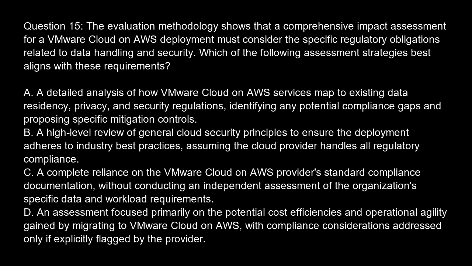Option B. A high-level review of general cloud security principles to ensure the deployment adheres to industry best practices, assuming the cloud provider handles all regulatory compliance. Option C. A complete reliance on the VMware Cloud on AWS provider's standard compliance documentation, without conducting an independent assessment of the organization's specific data and workload requirements. Option D. An assessment focused primarily on the potential cost efficiencies and operational agility gained by migrating to VMware Cloud on AWS, with compliance considerations addressed only if explicitly flagged by the provider.